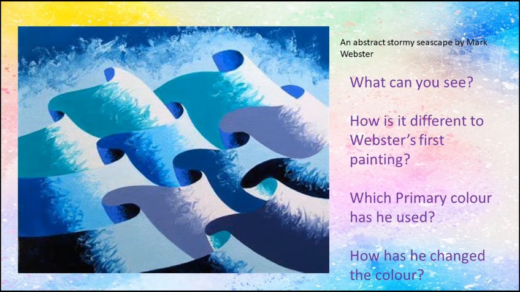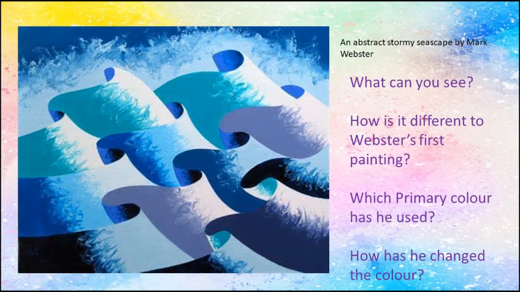Now look at the second painting by Mark Webster. What can you see here? How is it different to Webster's first painting? What primary colour has been used? How has he changed the colour? You can pause here again to discuss.